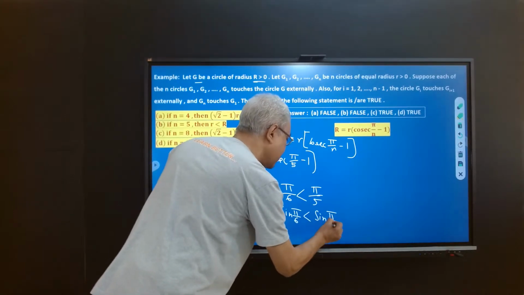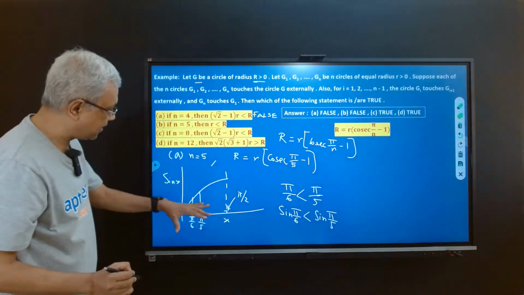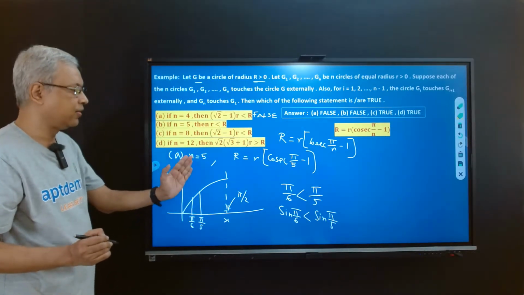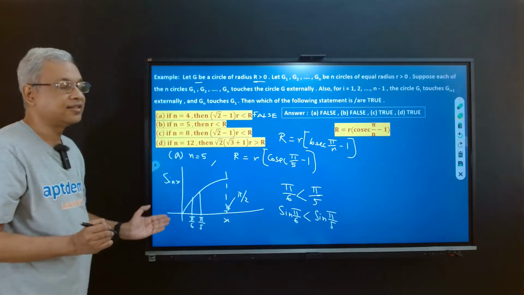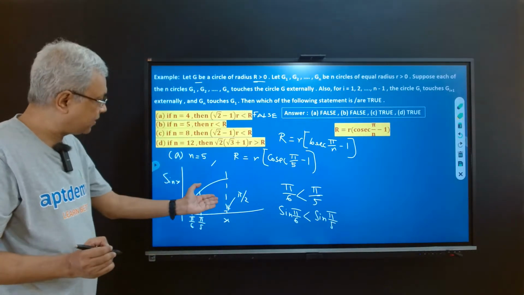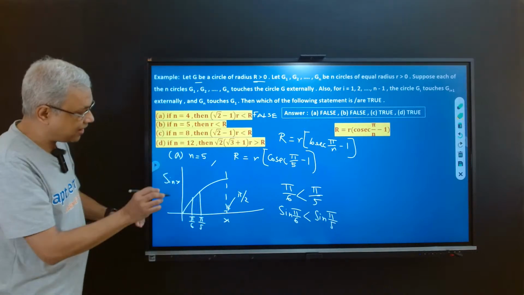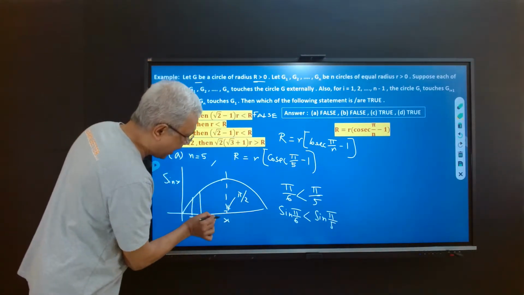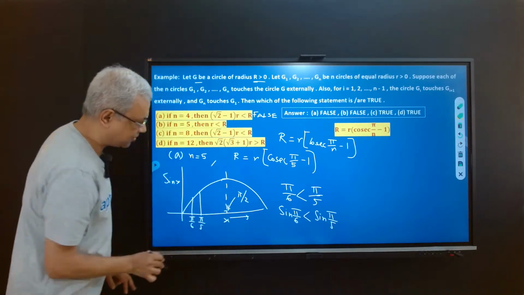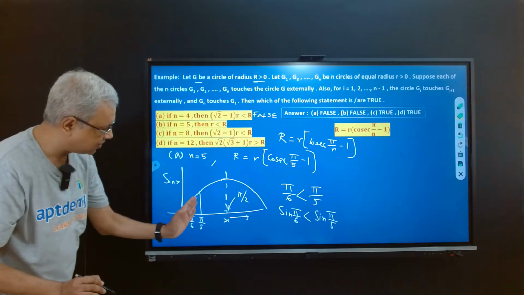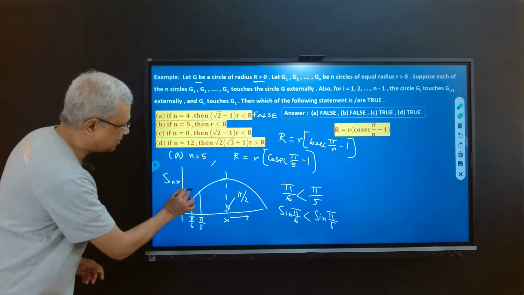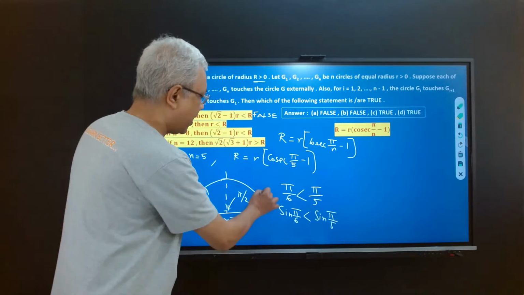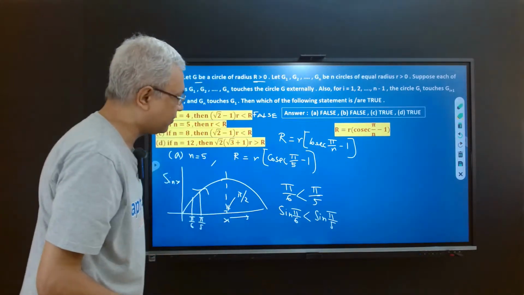When x is an acute angle, the lower the value of x, the lower sine x is. The higher the value of x, the higher sine x is. But this character changes as soon as x crosses pi by 2. As x increases, sine x decreases. But below 90 degrees, as the angle increases, sine x increases. This is a very fundamental key concept. Now what happens?